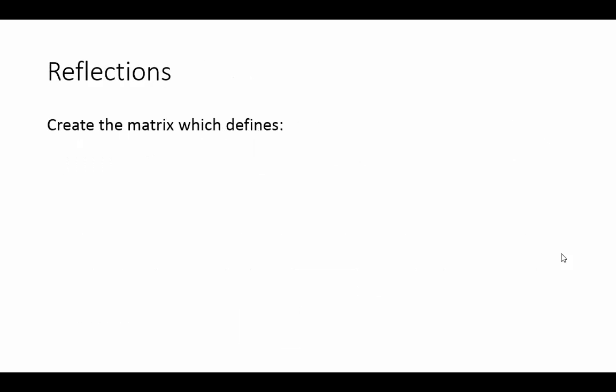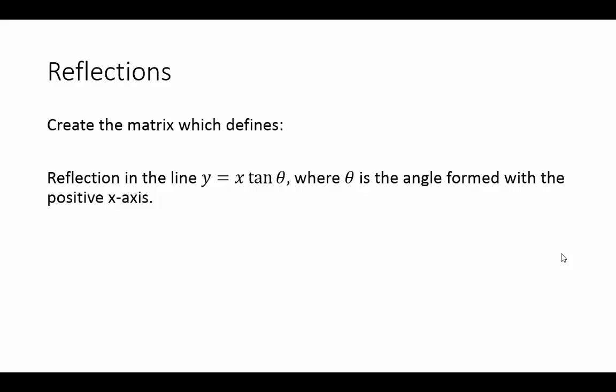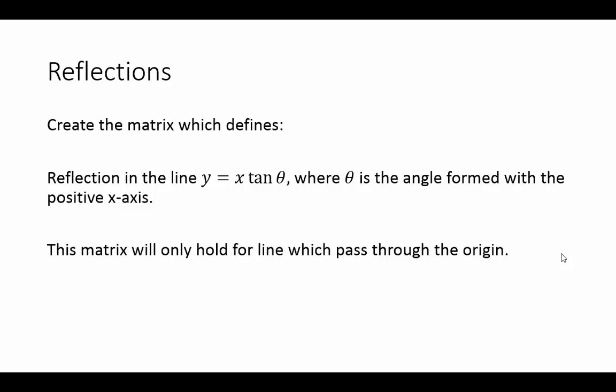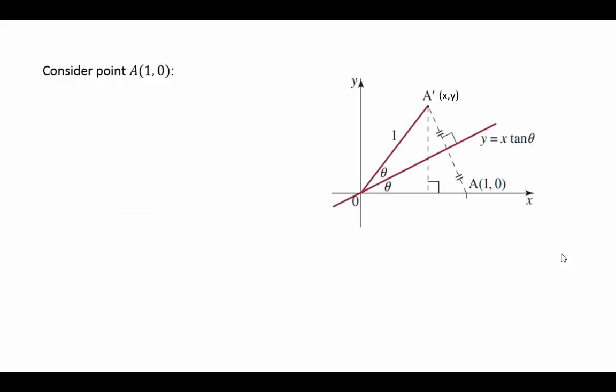So we're going to create a matrix which defines a reflection in the line y equals x tan theta, where theta is the angle formed with the positive x-axis. Now bear in mind that this matrix will only hold for lines which pass through the origin. So let's consider first the point A, (1, 0). And when that is reflected in the line y equals x tan theta, it ends up at the point A dash, which we'll denote with the coordinates (x, y).